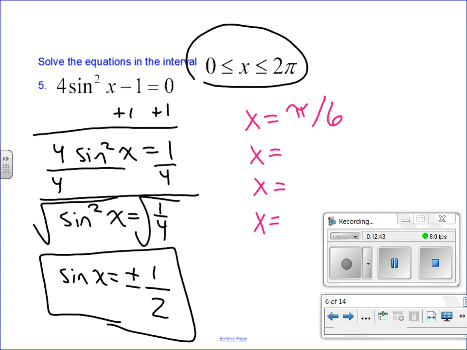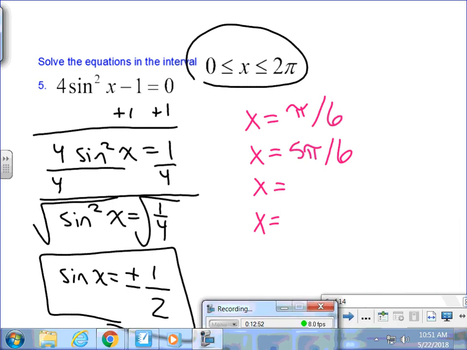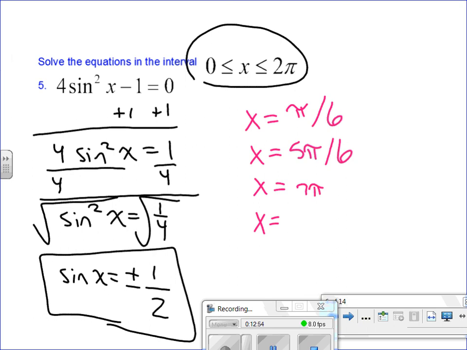And then we can just kind of reflect around. At 150, or 5 pi over 6, is another place that has a sine value of 1/2. Keep reflecting. Down at 210, or 7 pi over 6, there's another y value of negative 1/2. And then the last one, 11 pi over 6.